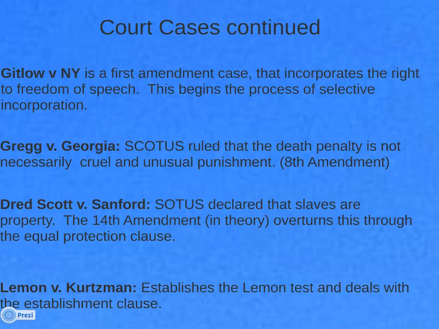Gregg v. Georgia, SCOTUS ruled that the death penalty is not necessarily cruel and unusual punishment. This is the Eighth Amendment. Remember, Furman versus Georgia said that the death penalty was a violation of the Eighth Amendment, but then the states came back with a new generation of death penalty laws, and so now in Gregg v. Georgia they said that those new generation of laws were constitutional.